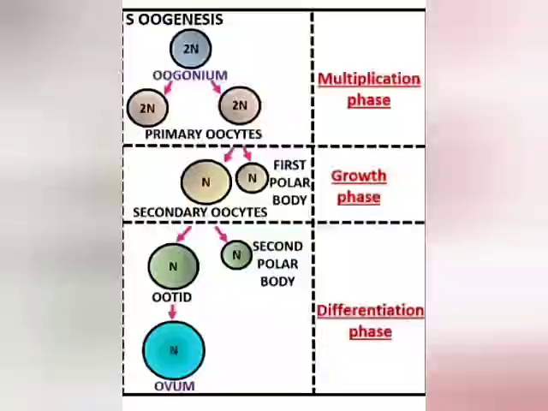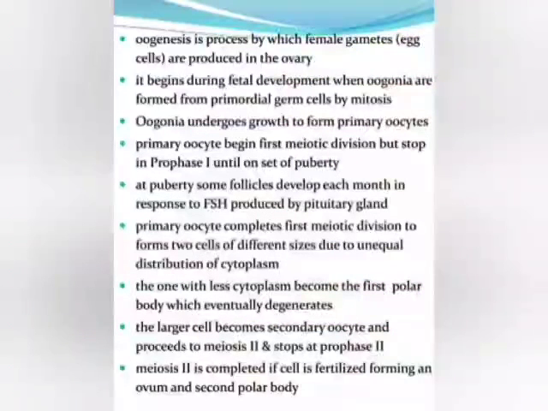So now you can see this flow chart, a very easy flow chart. You can see how in the first multiplicative phase the oogonia convert into primary oocyte. Then comes the growth phase, where the primary oocyte undergoes development and forms the secondary oocyte. Then comes the differentiation phase, where secondary oocyte converts into ootid, which finally converts into the ovum.